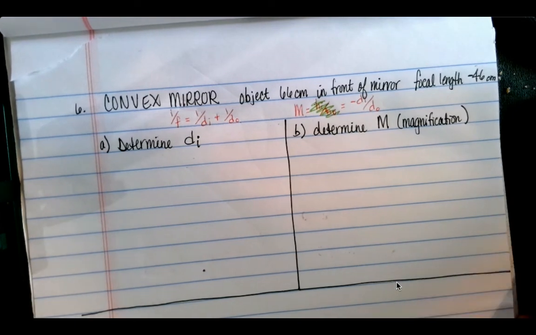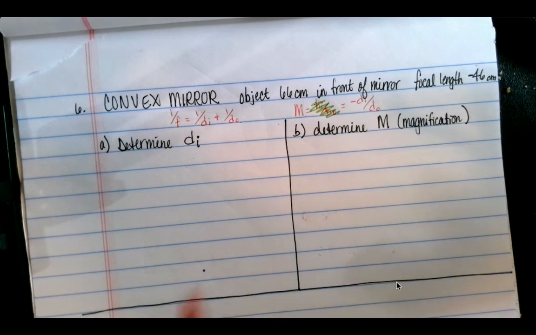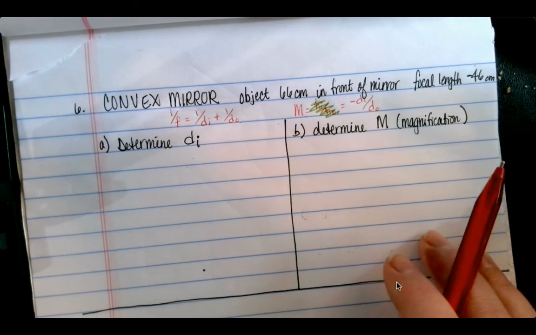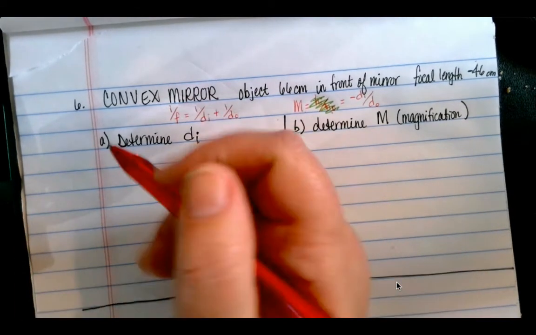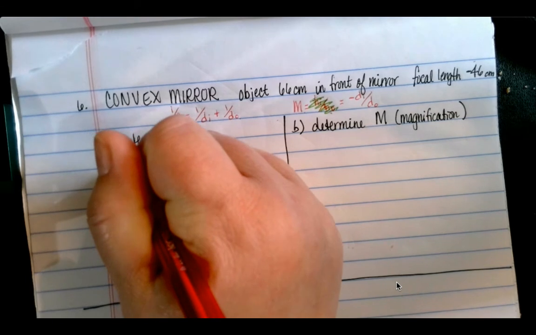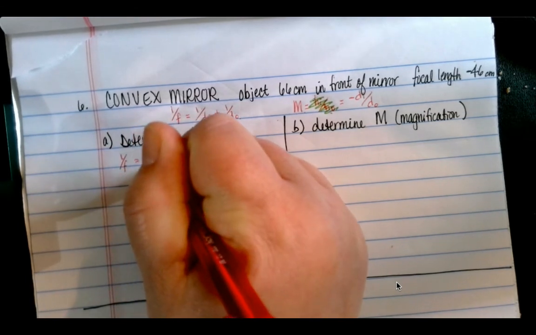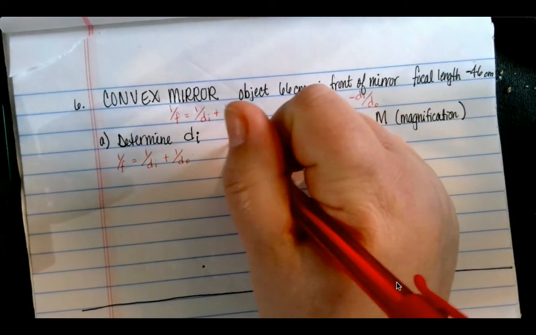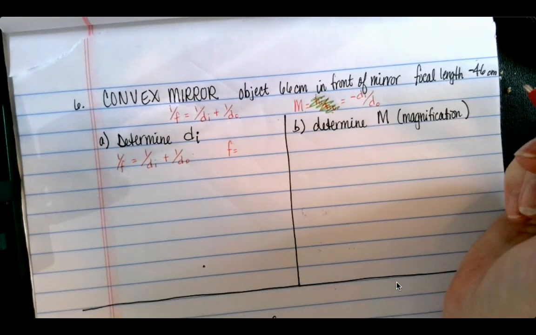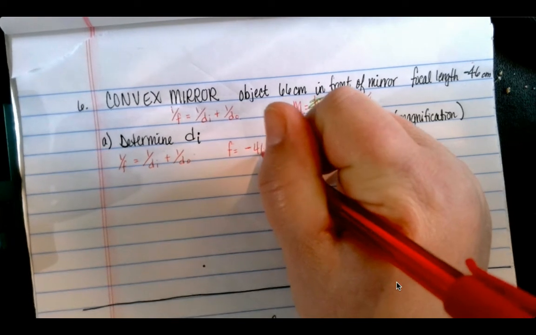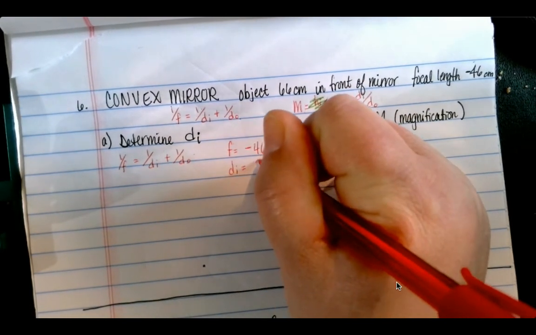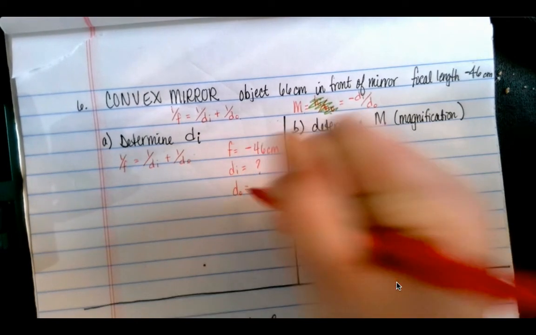And I don't have enough information to use the magnification equation yet, and I'm going to probably use it for the magnification. So I'm going to go ahead and use my lens-maker equation. So I'm going to have 1 over f equals 1 over di plus 1 over do. Now, again, making a list is a great thing. So we've got my focal length is negative 46 centimeters. My di is what I'm looking for, and my do is 66 centimeters.